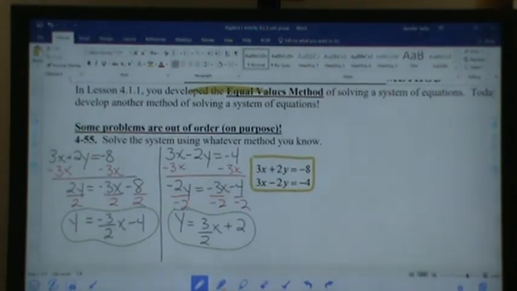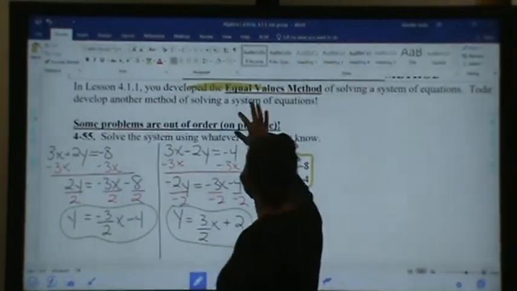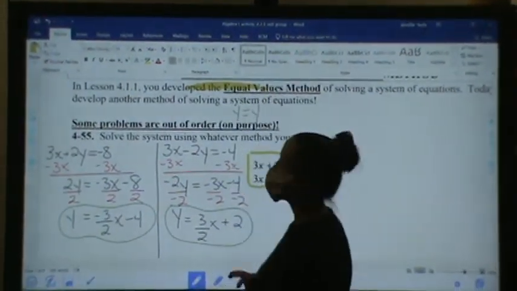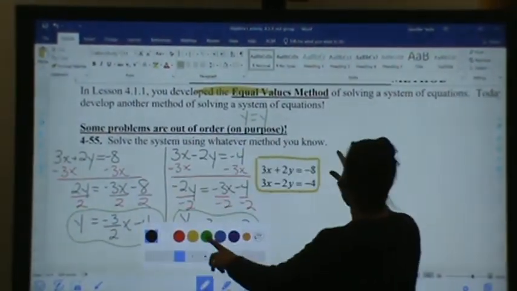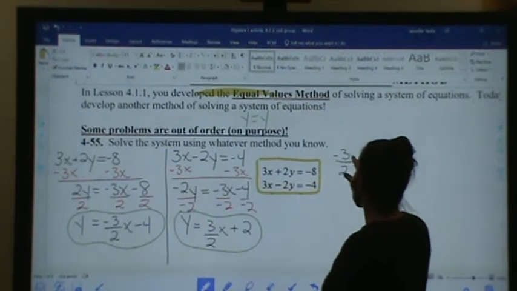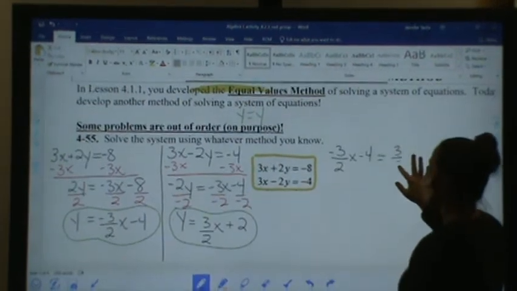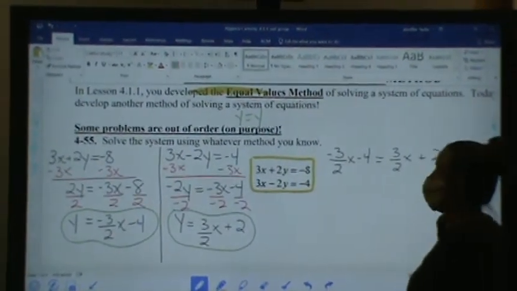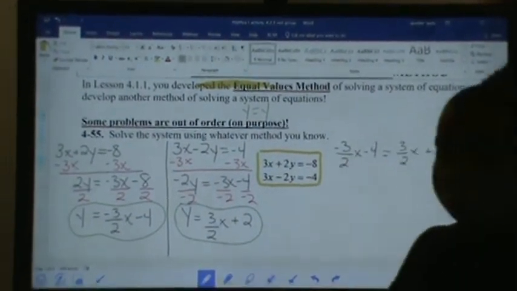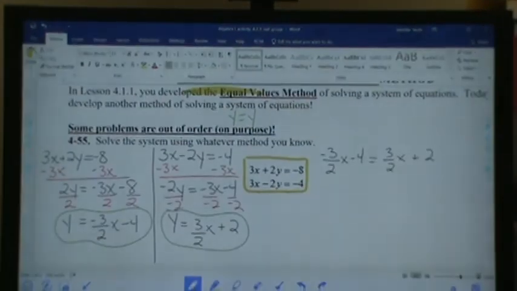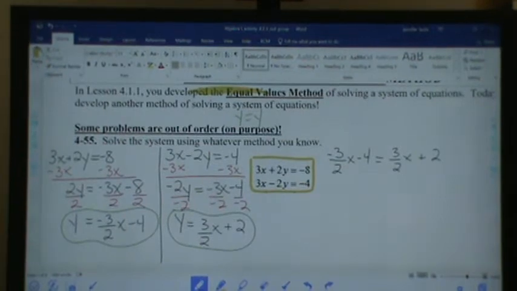Okay, notice, finally, I can use equal value, because equal value states that at the point of intersection y equals y, which means I can now set these two equal to each other, which is going to be negative 3/2 x minus 4 equal to 3/2 x plus 2. And now you're right back to our warm-up, okay? Remember warm-up station C? It was exactly the same problem. See if you guys can now take it from here and solve for x.